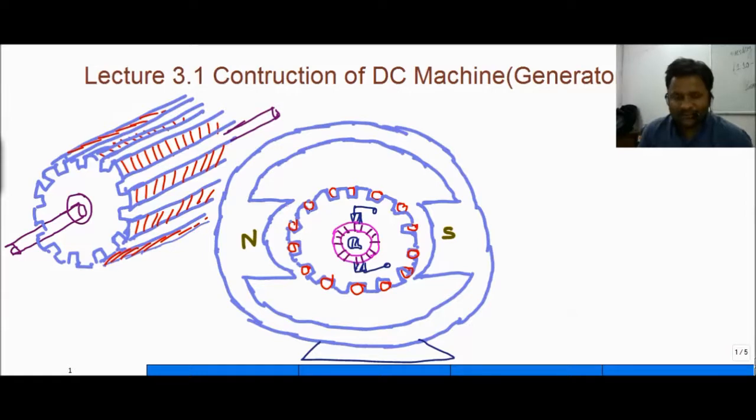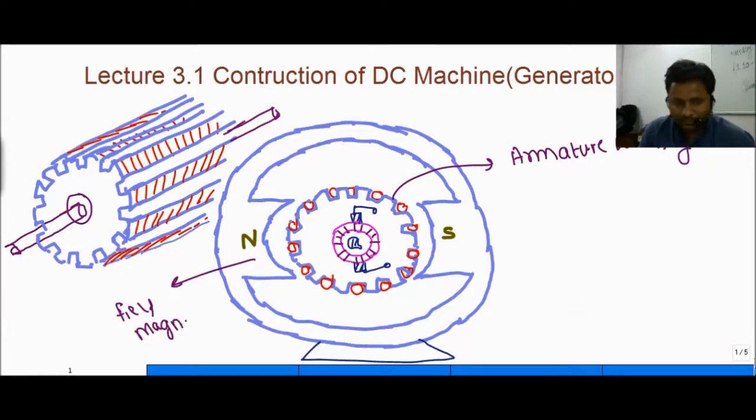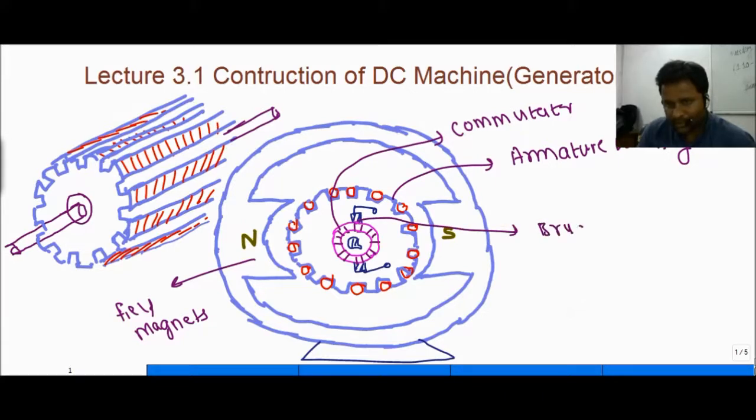three important objectives that we have to learn. The first is the significance of armature winding. This is called armature winding. Second, this is the field magnets. This part is called the commutator. How it works, we can learn after some time. This part is called brushes, and this is basically the conduction part.